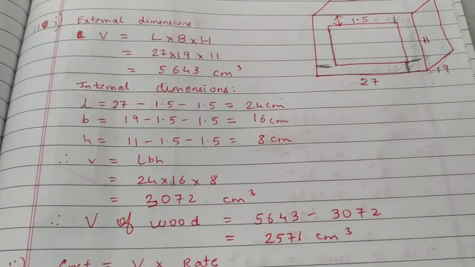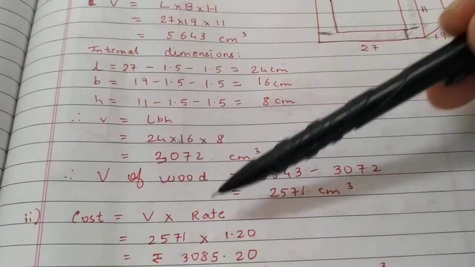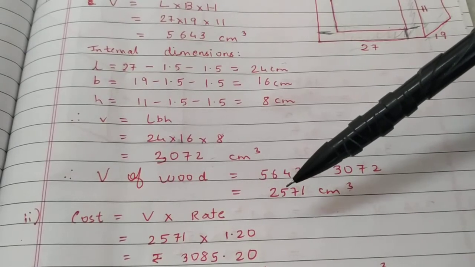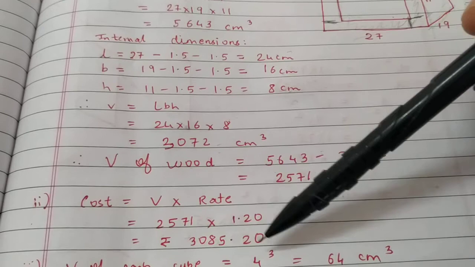Second, what is the cost of the box if the wood costs 1 rupee 20 paise per centimeter cube? So the rate is given, the volume we have found out, units are the same, centimeter cube, so no worries there. We can simply find the cost by multiplying.